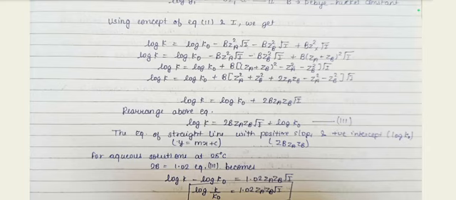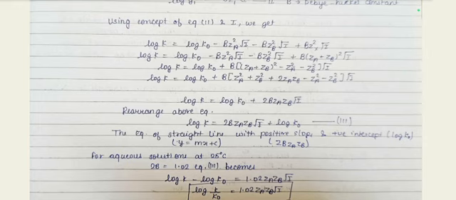Log k = log k₀ - B zA² √I - B zB² √I + B (zA + zB)² √I. Log k = log k₀ + B[(zA + zB)² - zA² - zB²]√I. Log k = log k₀ + B[zA² + zB² + 2zAzB - zA² - zB²]√I. Log k = log k₀ + 2B zAzB √I. Arranging the above equation, log k = 2B zAzB √I + log k₀.